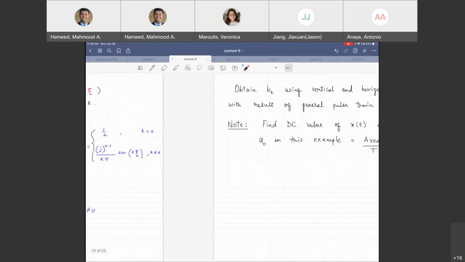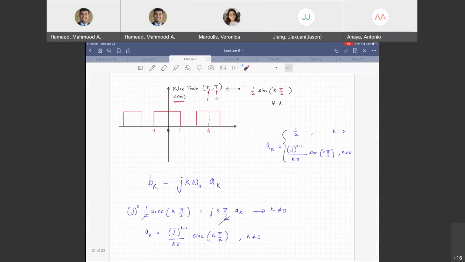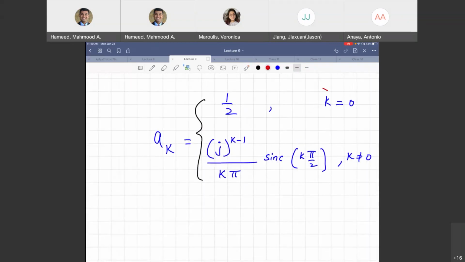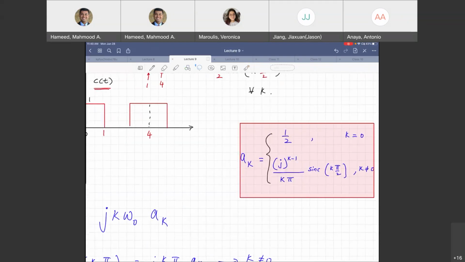Okay, let's see. Right, so we have actually done this problem, which is to obtain b sub k using vertical and horizontal properties. We do that for all things that are non-zero. And then at the end, we divide by jk omega naught to find a sub k. Also evaluate the a sub 0 value, which we did first, actually. That remains as is, right? So our answer is right here for this problem. No other questions about this? Going once, twice, sold.